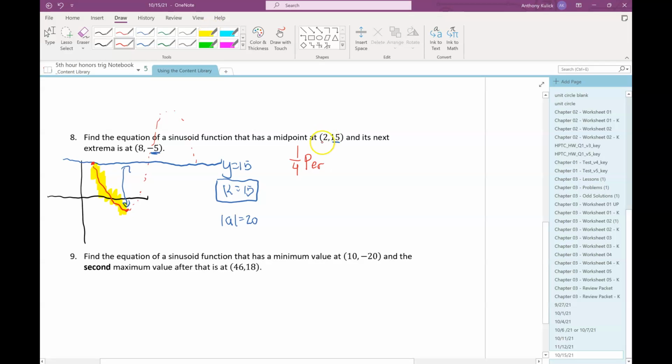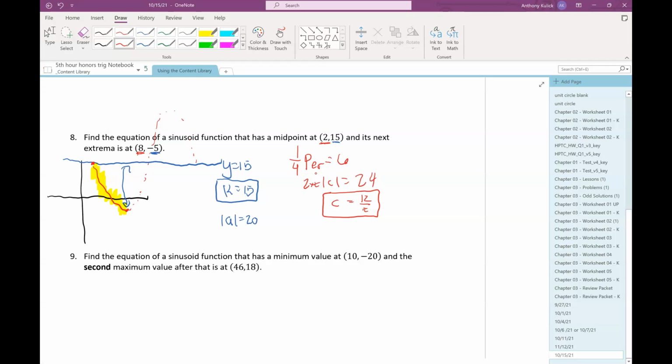Again, that's going to just be the distance between the x coordinates. So going from 2 to 8 was 6 units. So you could say that 1 period, or 2 pi c, is equal to 24 by multiplying the 4 over if you wanted to go that route. And then we'll divide both sides by 2 pi. And again, my c I always pick to be positive. So we have c is 12 over pi.